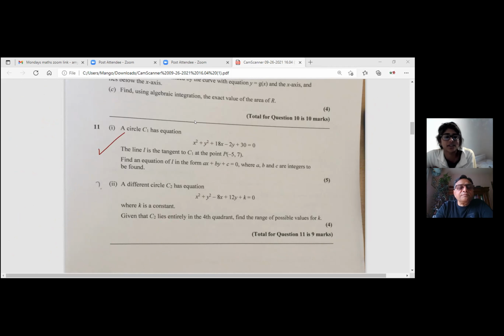Yeah, so a different circle C2 has equation x squared plus y squared minus 8x plus 12y plus k equals 0. Given that C2 lies entirely in the fourth quadrant, find the range of possible values for k. Correct. So it is independent of the first question, as you can see, but they're saying that a different circle, C2, has a given equation, right?